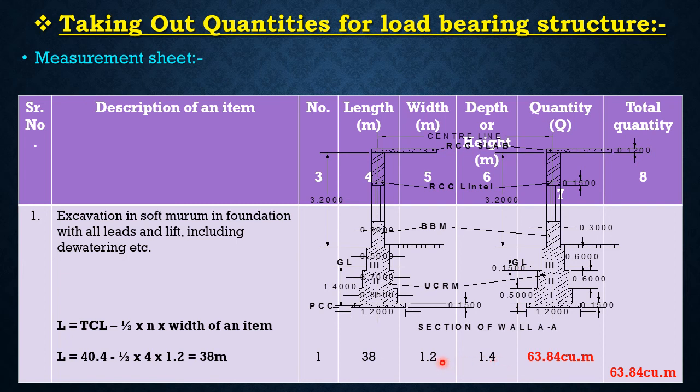Then the quantity of this item is calculated as Q is number into length into width into depth. Column number 3, 4, 5, 6 is 63.84 cubic meter. Then the quantity of excavation in foundation is 63.84 cubic meter.